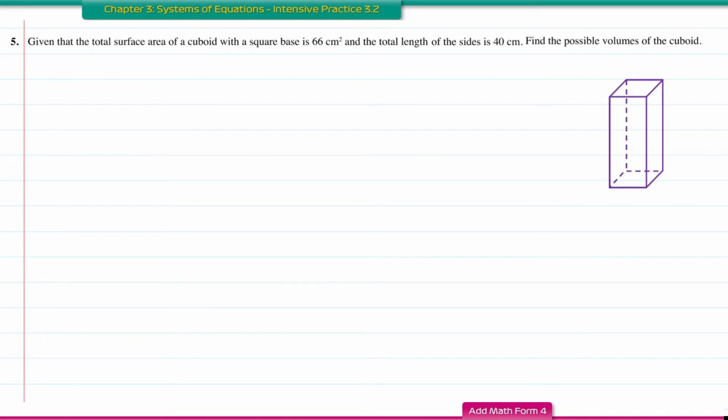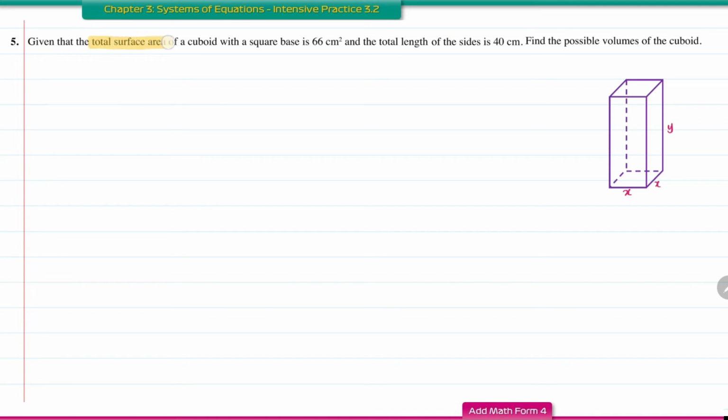So this is the diagram of the cuboid with a square base. So as the base is in the form of square, therefore we can label it using the same letter. So for example, x and x here. And the height of the cuboid here, we can label it using another variable, for example, using y. Alright, to find the volume here, so we need to find what is the value of the x and the y. So first we need to form the equation first.